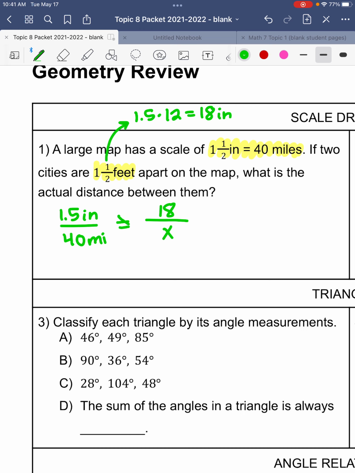So I cross multiply. 1.5 times x is 1.5x, and I set that equal to 40 times 18. And 40 times 18 is 720. Now, to get that x by itself, divide by 1.5 on both sides. So x equals 480 miles.